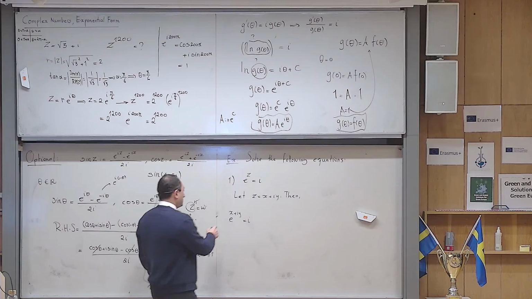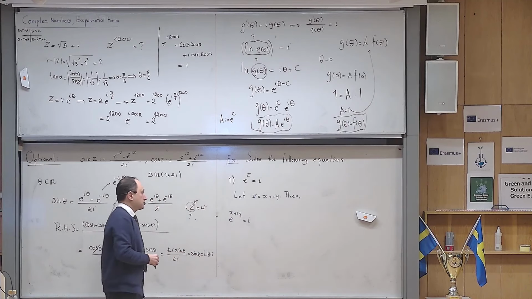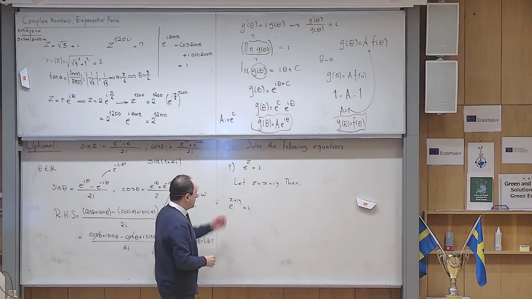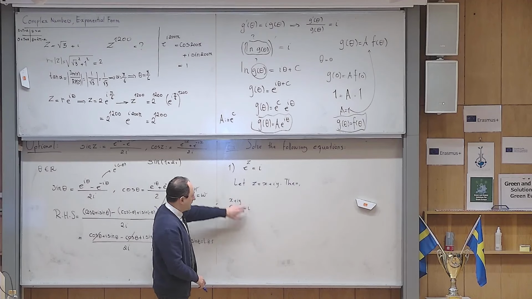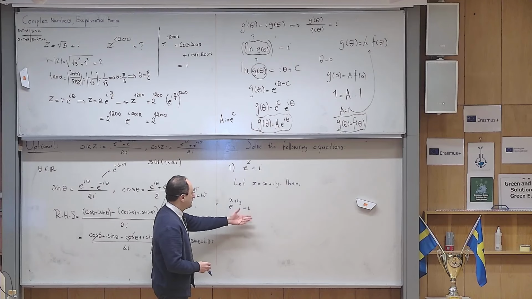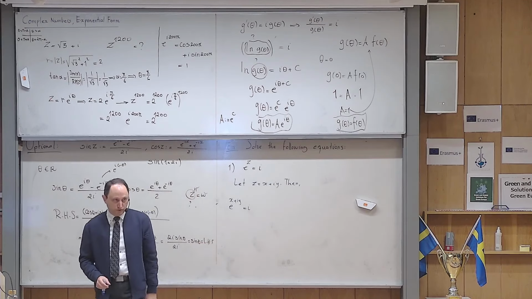Okay, e to the power of x plus iy is equal to i. We want to solve this problem. So what should I do here? It's a complex number, and that's also a complex number. So there's only one thing that we have to consider, and that is equality of two complex numbers. So the real parts should be the same, and the imaginary parts should be the same.